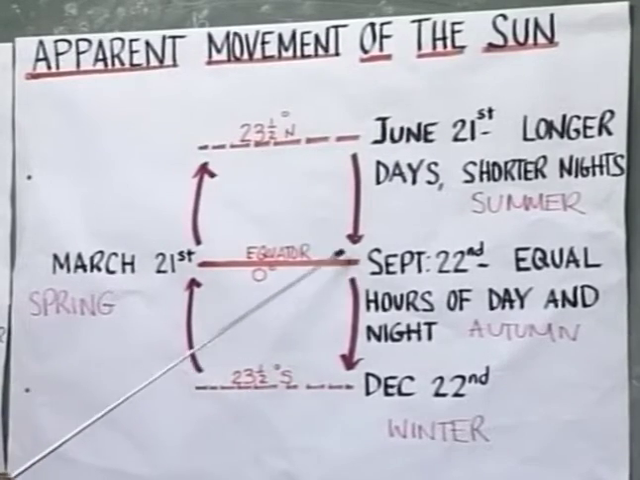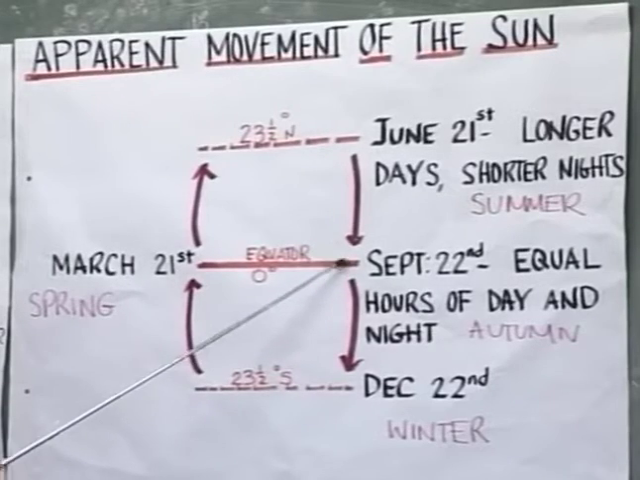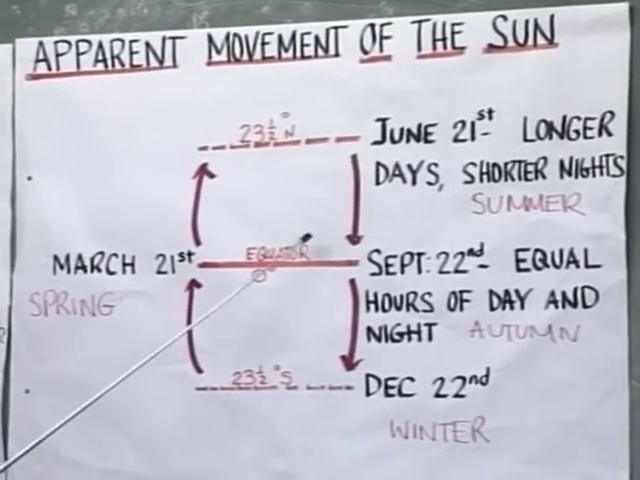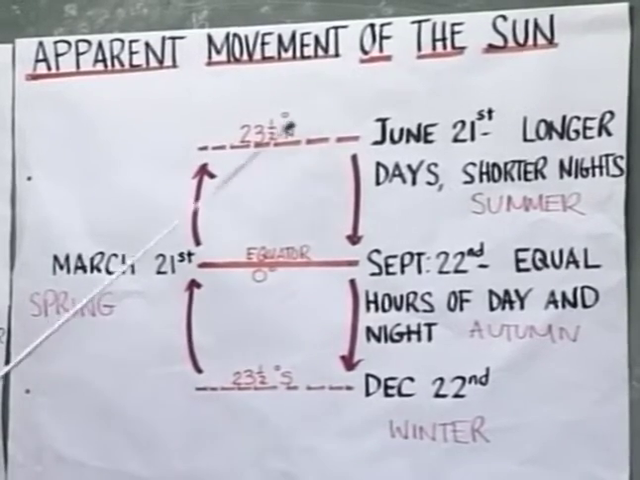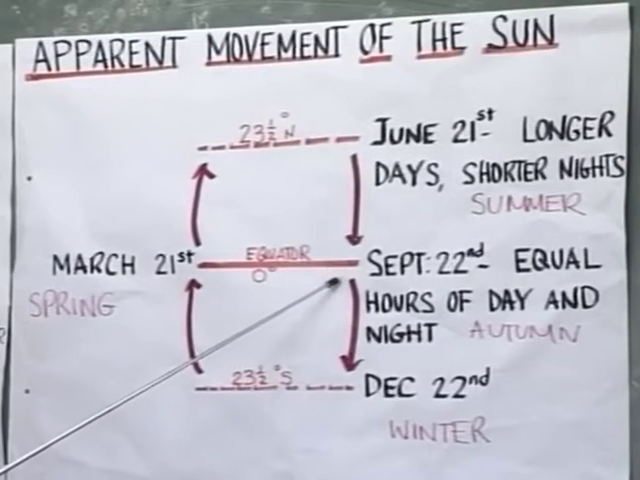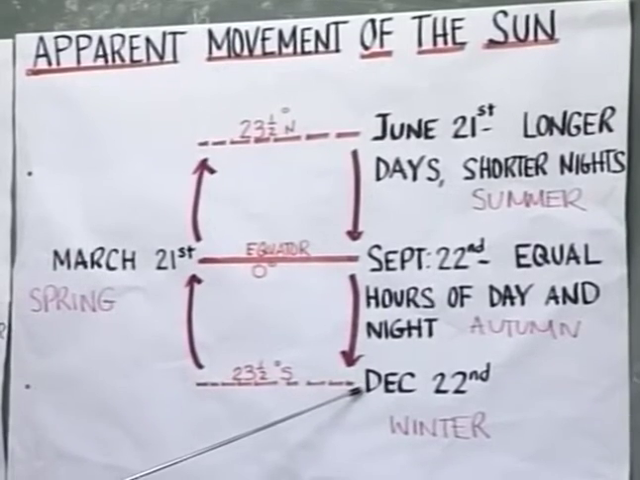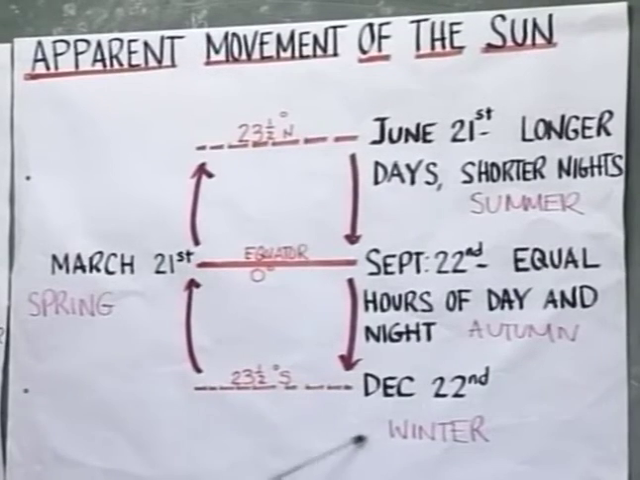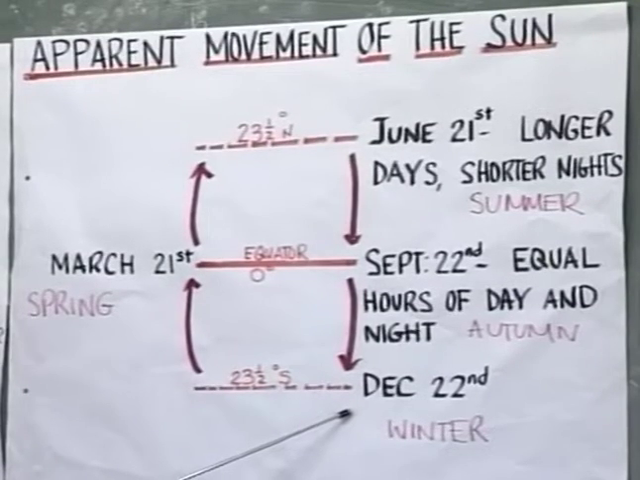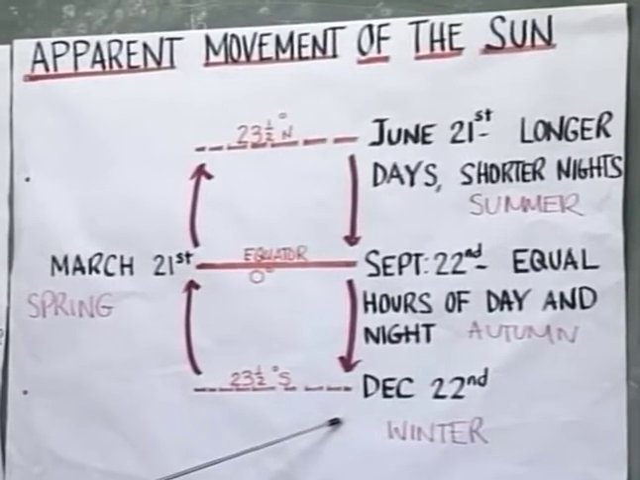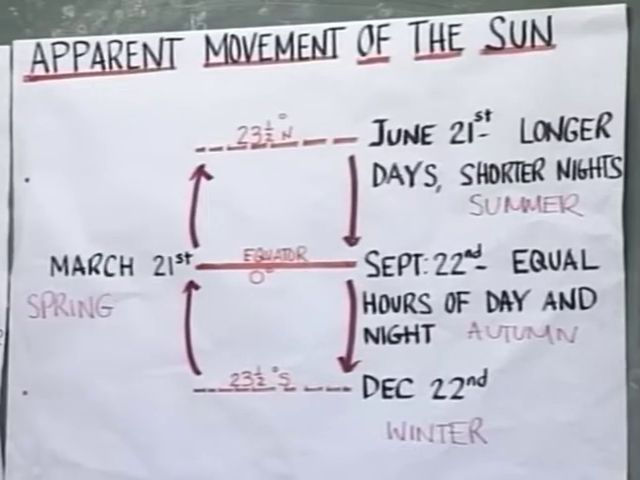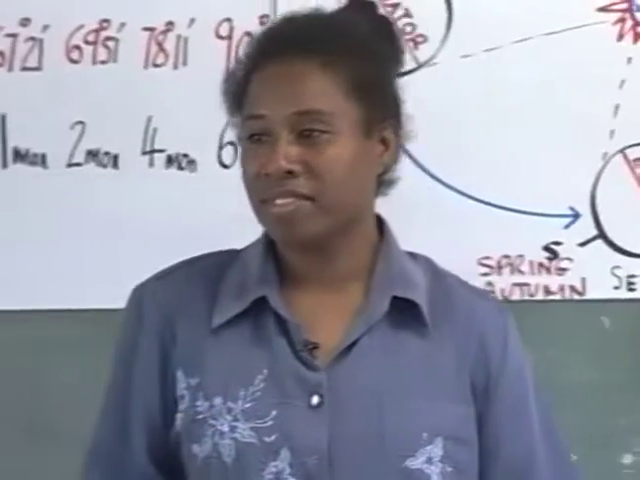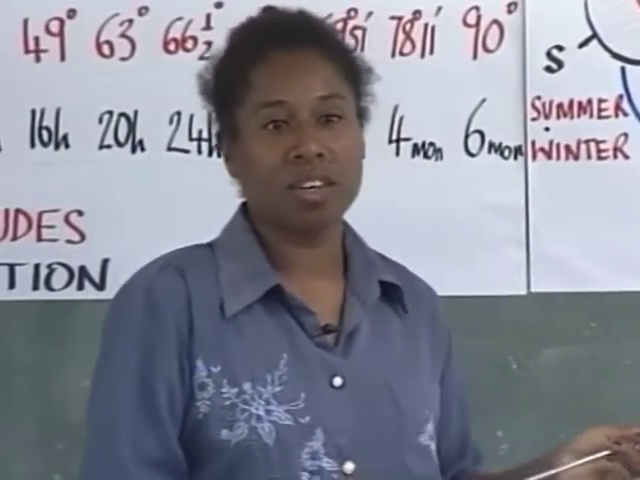3 months later, the sun is directly overhead the equator. What season is it for the southern hemisphere? It is spring, because spring follows after winter. And then we come back to the southern hemisphere again. The sun directly above 23.5, and what season will it be in the southern hemisphere? Summer. Okay? We understand that? Any questions? No questions? Okay, we move on.